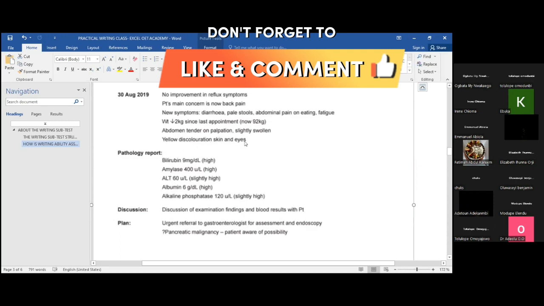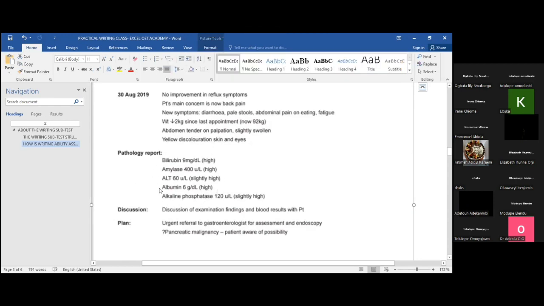And then you now think that maybe you've done well. Please, this is a letter. And you must have some swag while writing. Now look at the pathology report. We can see some high values: bilirubin, amylase, ALT, albumin, alkaline phosphatase, some liver function tests here and there, enzyme tests for the pancreas, bilirubin, stuff like that.